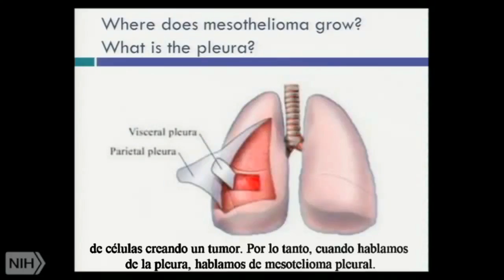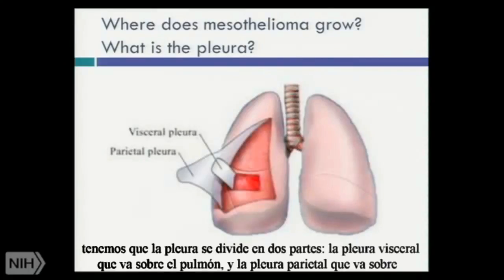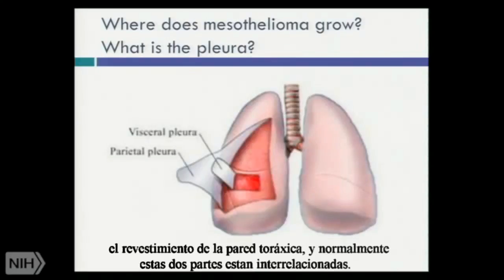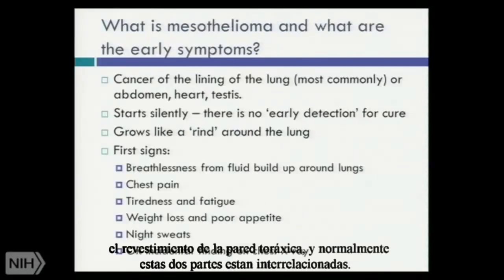So it grows in the pleura. When we're talking about pleural mesothelioma, we have two different parts of the pleura, the visceral pleura over the lung and the parietal pleura over the lining of the chest wall. And most commonly, both of these are involved.